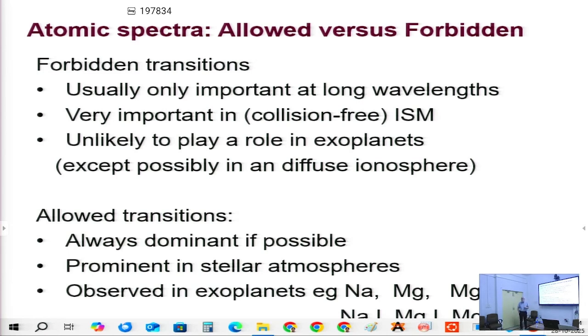Prominent in stellar atmospheres. We've already seen that, and observed in exoplanets. Actually, I prepared this some time ago when the main thing originally observed was sodium, and I had a couple of examples of magnesium, but actually now there are lots of atoms observed in exoplanets, a surprising number. It's partly because it's easier to see the very outside of the atmosphere, which tends to be atomic in composition.